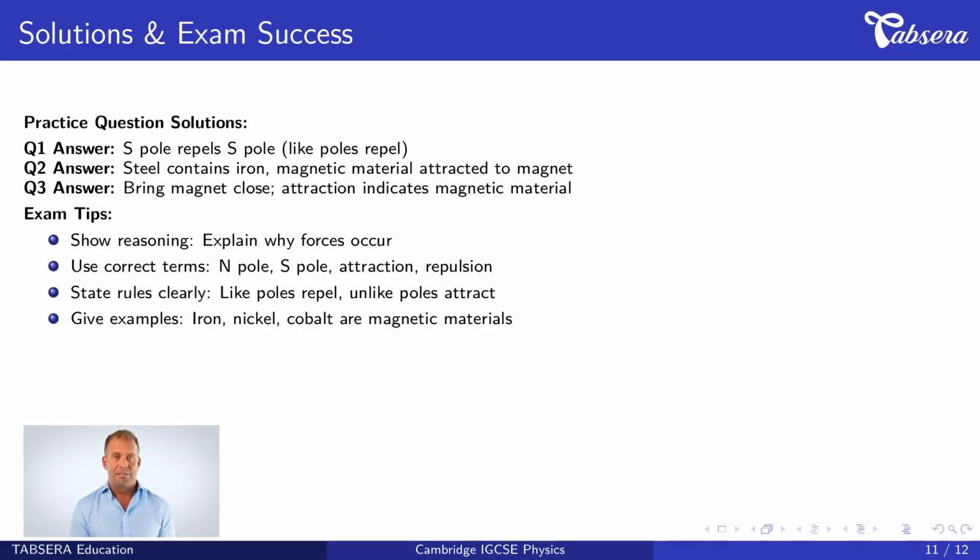Now, exam success tips. First, always show your reasoning. Explain why magnetic forces occur, don't just state results. Second, use correct scientific terms: N-pole, S-pole, attraction, repulsion. Third, state fundamental rules clearly, like poles repel, unlike poles attract. Fourth, give specific examples. Iron, nickel, cobalt are magnetic materials. These strategies ensure maximum marks.